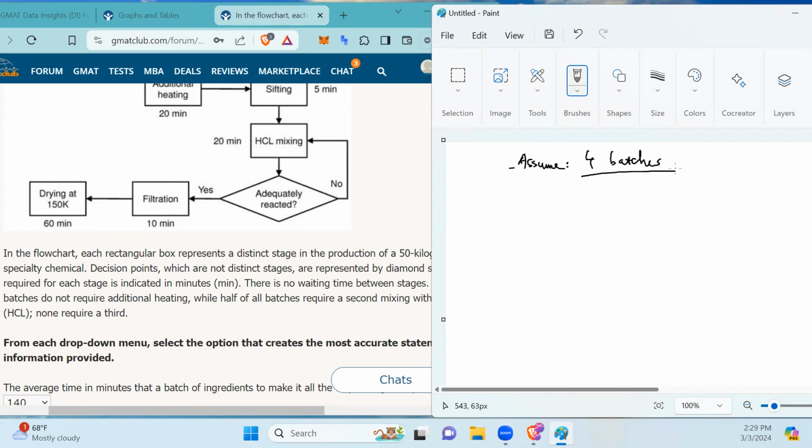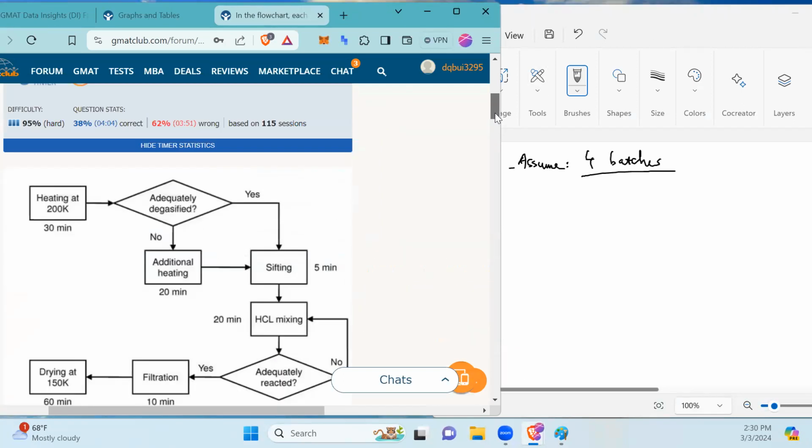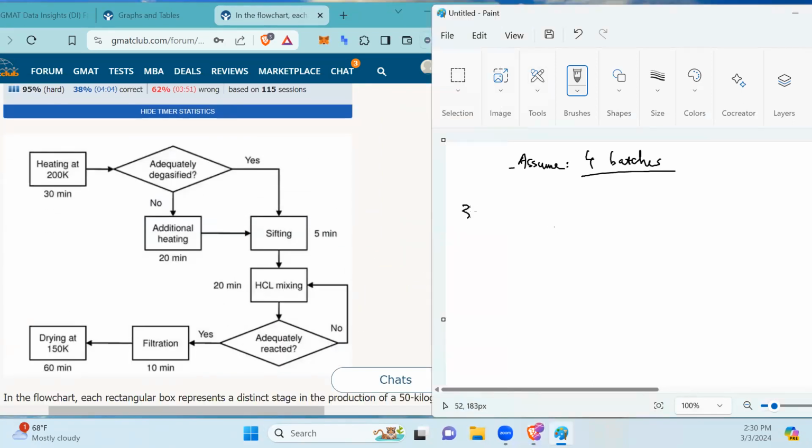Okay, so let's assume there are 4 batches. The first step is 30 minutes for all 4 batches, then divided by 4. It is 30 times 4, then divided by 4, equals 30. So still 30 minutes per batch, basically.